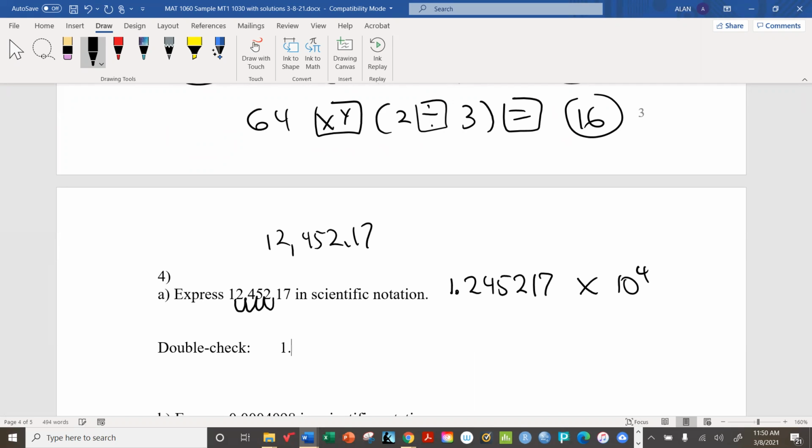And the nice thing about this is you can double check your results on the calculator by typing 1.245217 EE4. Remember that EE? That just means raise 10 to some power. So if you do that, 1.245217 EE4, you do need the equal sign, but it will give you back the original value. And that's how you know you did it correctly.